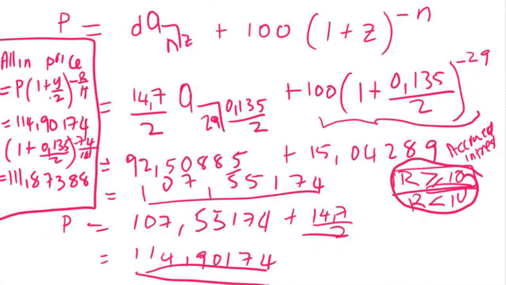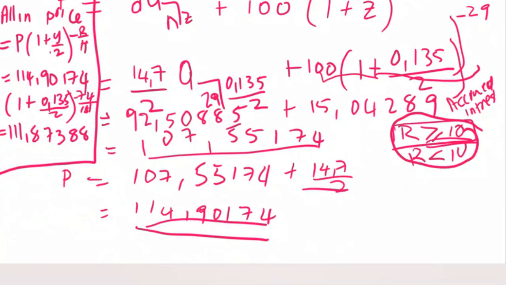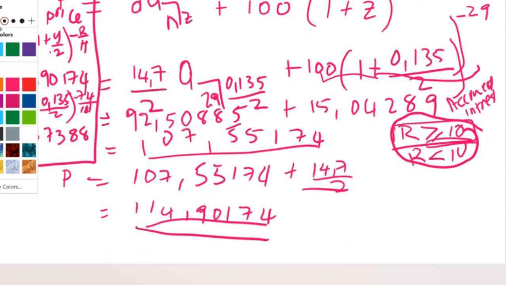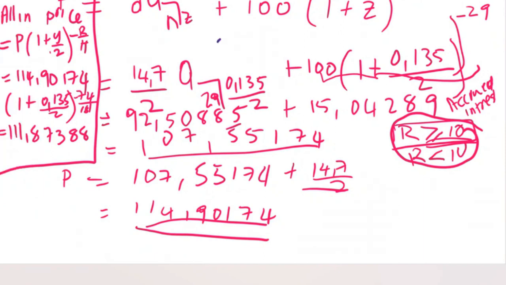You are also asked to calculate your accrued interest. So now your life is easy. Okay, let me get a different pen. I want to draw with a different pen. Okay, so I've got my all-in price. You are asked to calculate your accrued interest.